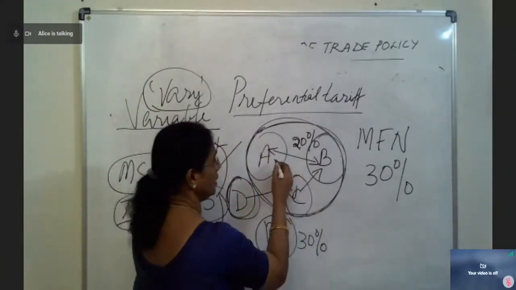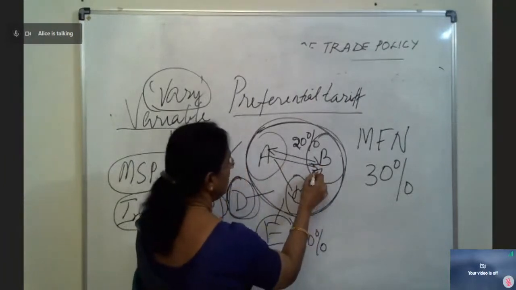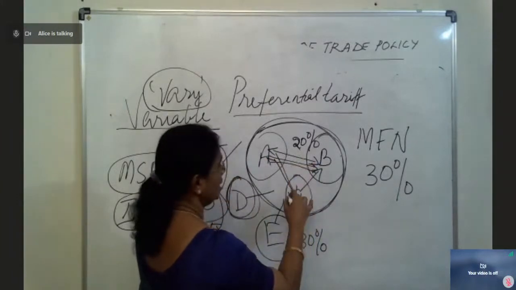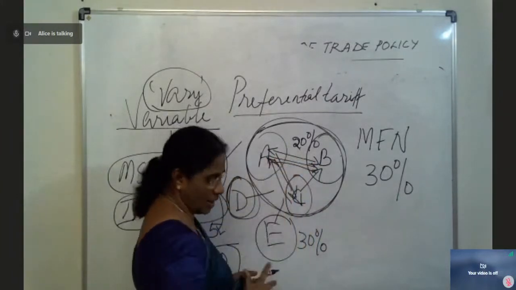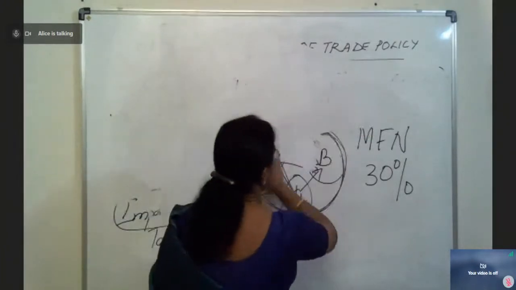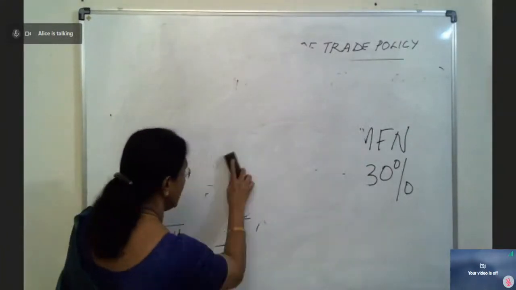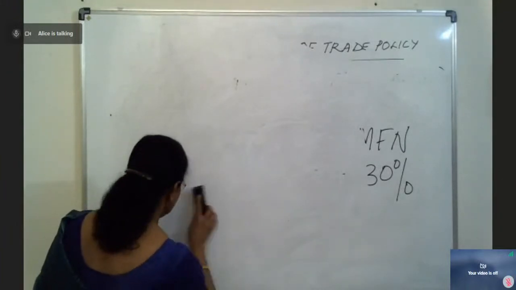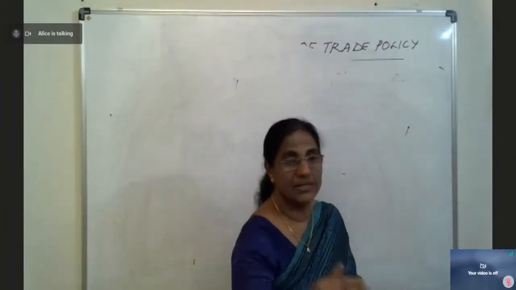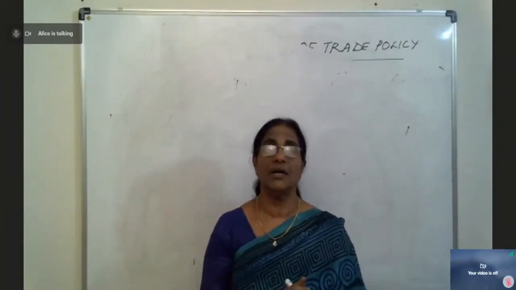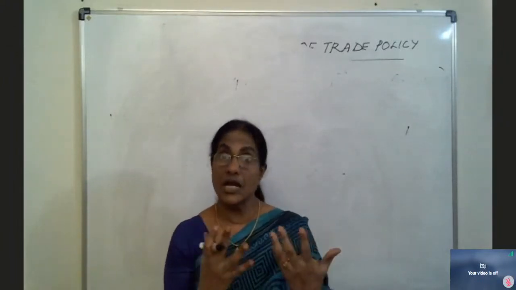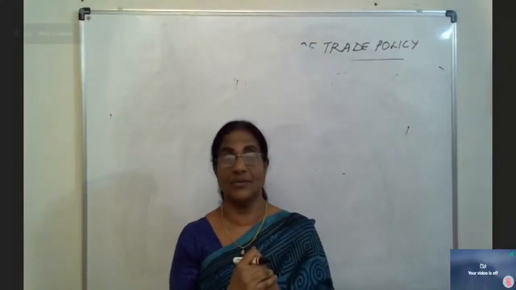So this is reciprocal. A says I will charge only this much. B says I will charge only this much from A. C says I will charge only 20% to A also. Reciprocal. That is, each other, they will charge a lower tariff than the MFN rate because they have signed another trade agreement, which is a preferential trade agreement. Example, European Union. Zero tariff in between, right?